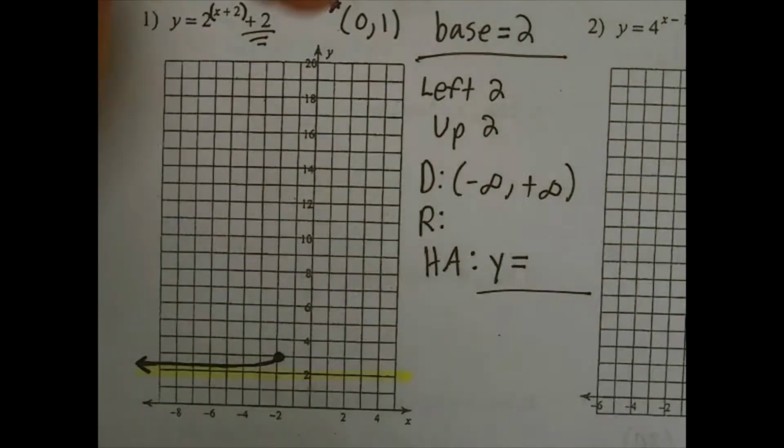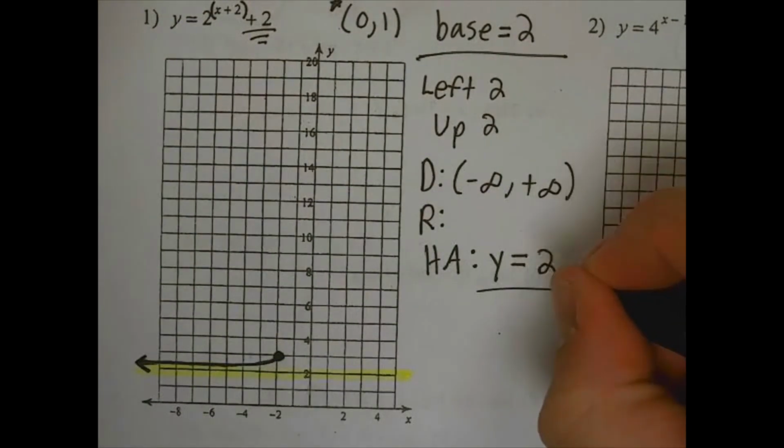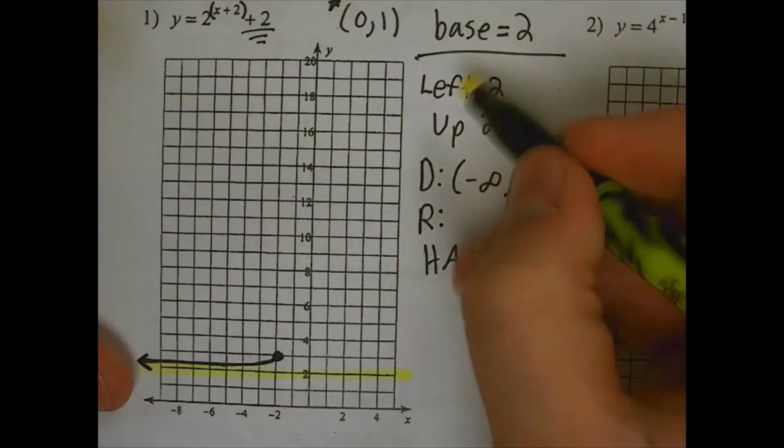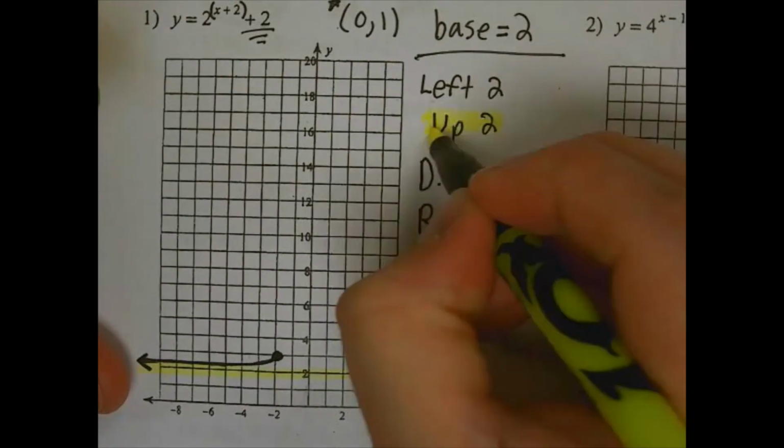that's what that end will be, and it will never touch the asymptote, which again is at 2 because I went up 2.